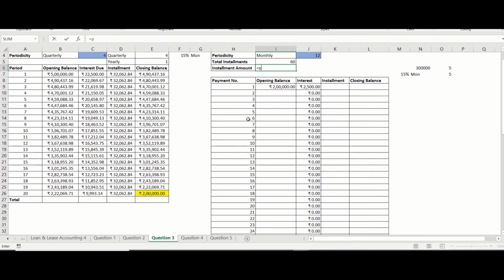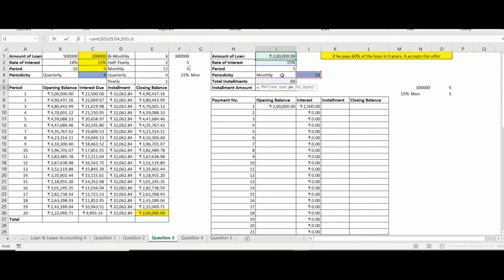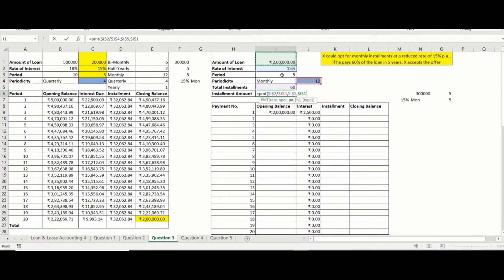Installment amount क्या है? Payment function. My rate is 15%. I fix it, divided by the periodicity. I fix this too. My NPR, which is period multiplied by periodicity. My present value is this amount, 2 lakhs, right? I close. ठीक है, present value negative में होना चाहिए, right? Now यहाँ पे I directly click this cell, है ना? I fix it and I'll just drag it down.